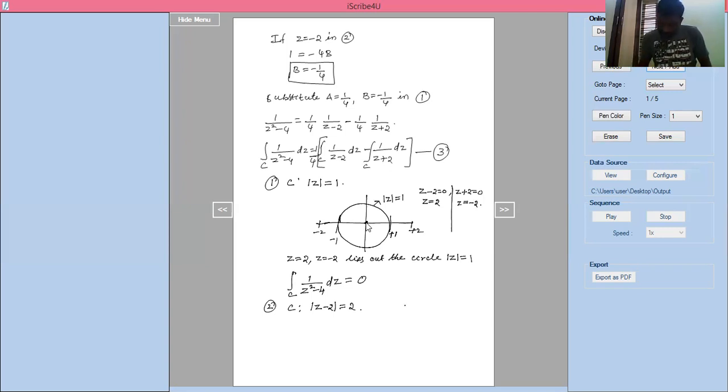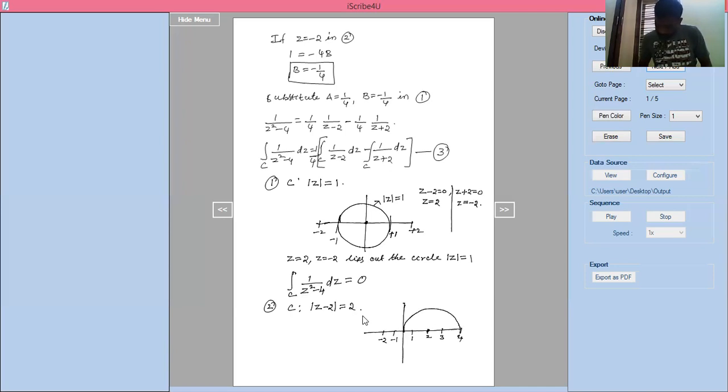Here modulus of z minus 2 equal to 2, so I mark the points: this is 0, this is 1, this is 2, this is 3, and this is 4, and on the other side minus 1 and minus 2. So we have to draw a circle with center at 2 comma 0 and radius 2 units.